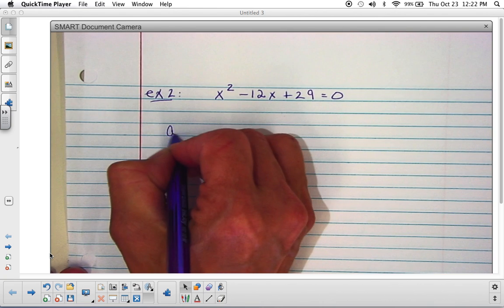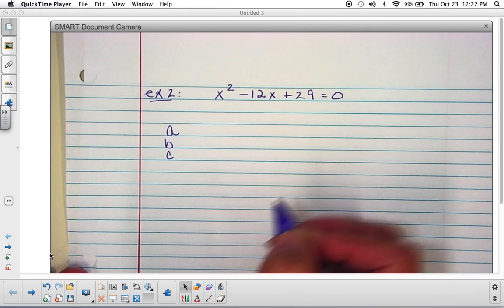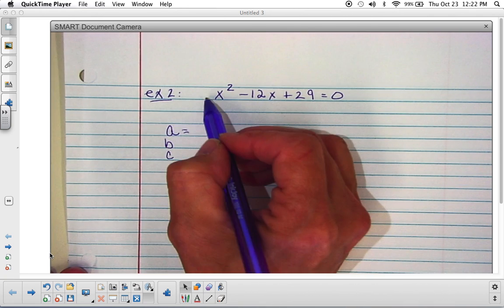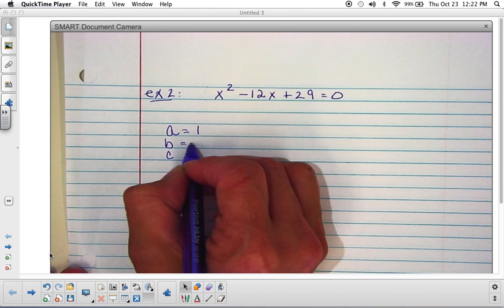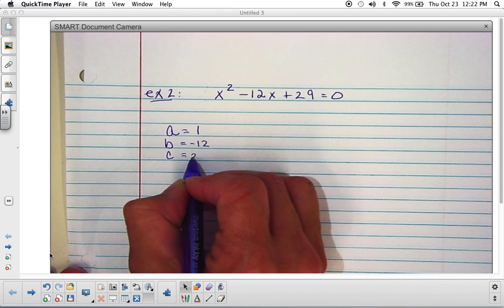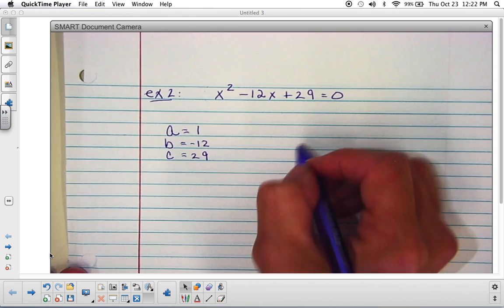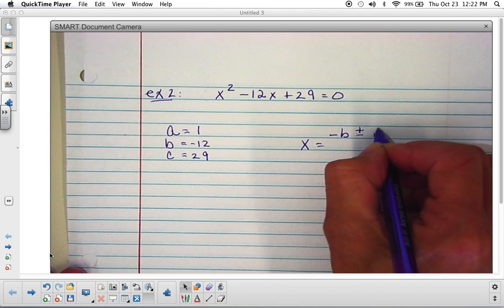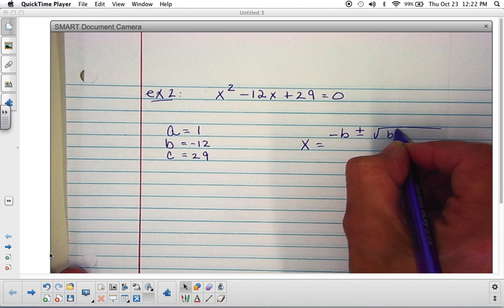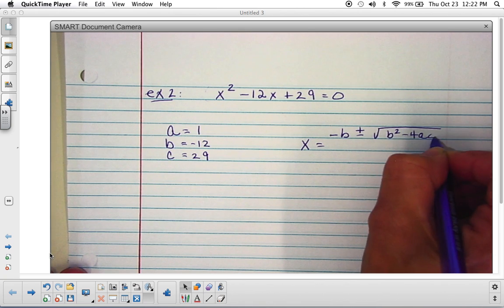So for quadratic formula, you're going to list your a, your b, and your c. Your a, of course, is an invisible 1. It's just the coefficient. B is negative 12, c is 29. And then we're going right into that formula. X is equal to negative b plus or minus the square root of b squared minus 4ac all over 2a.